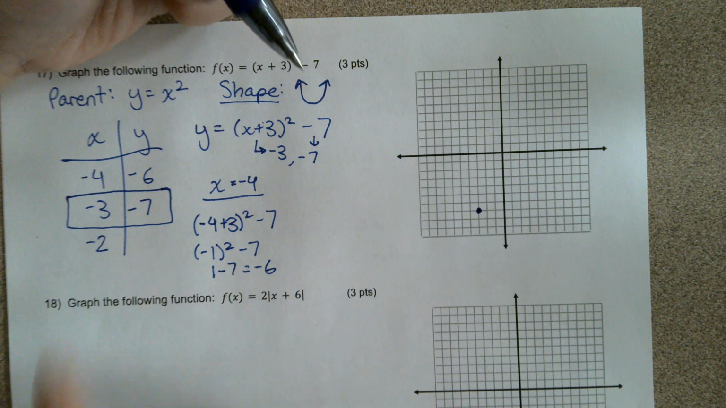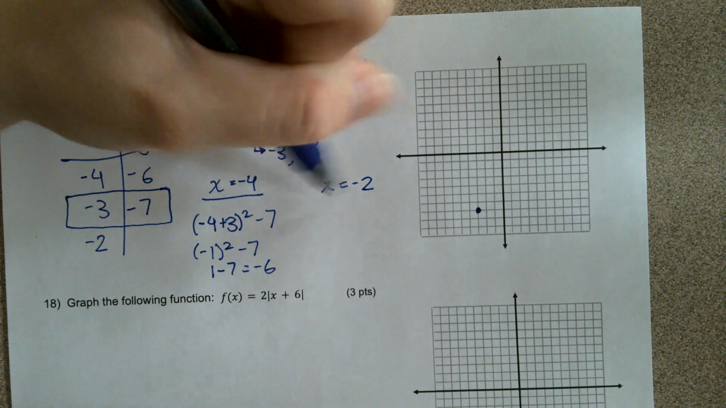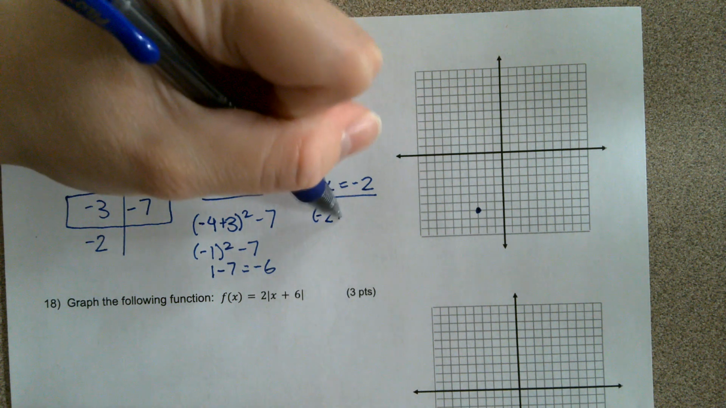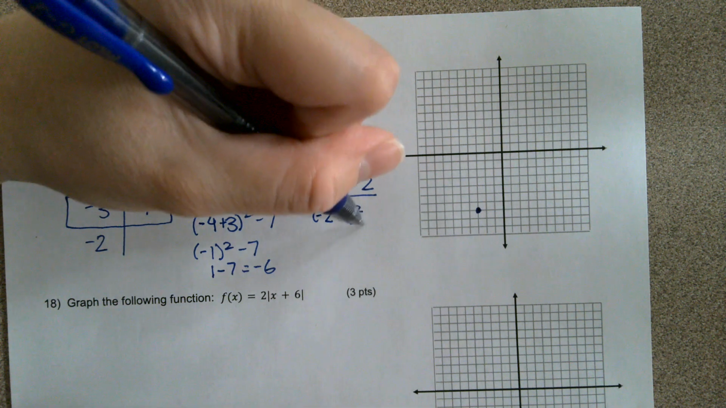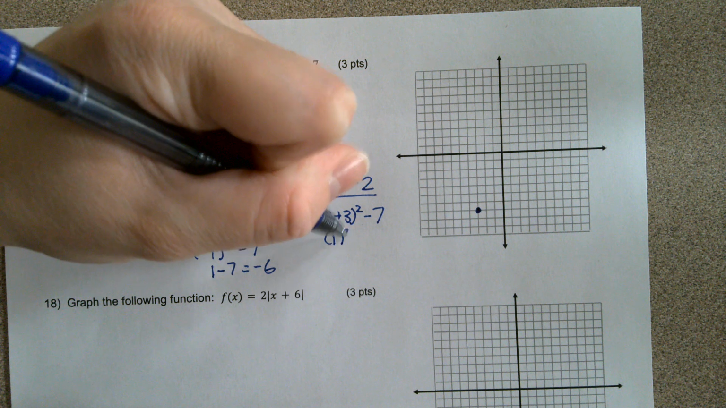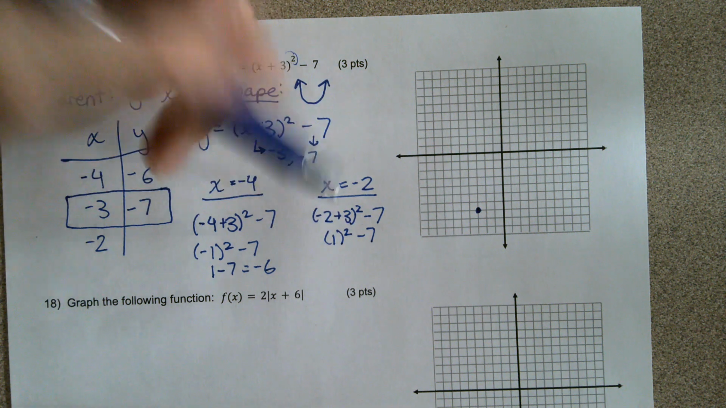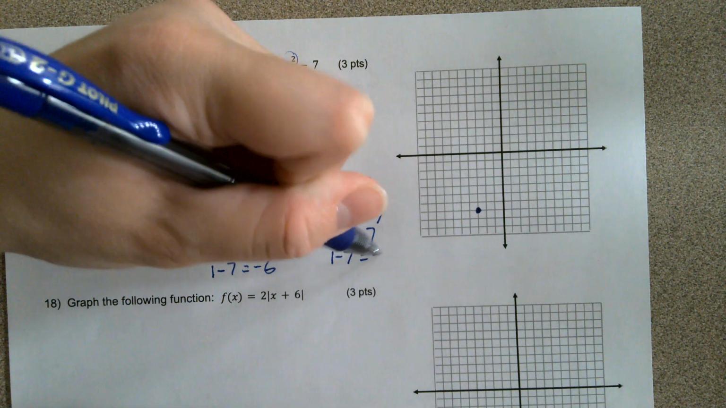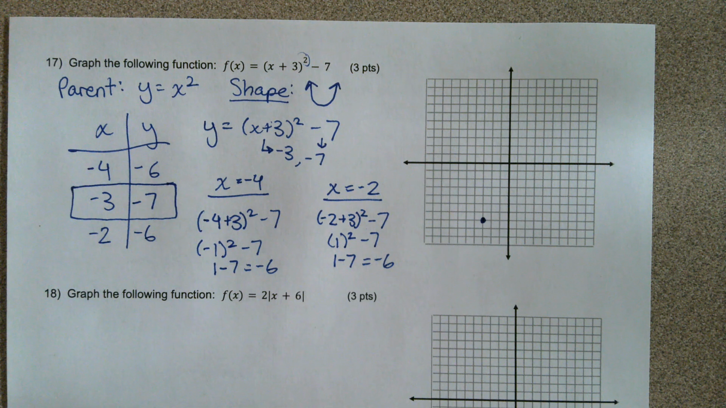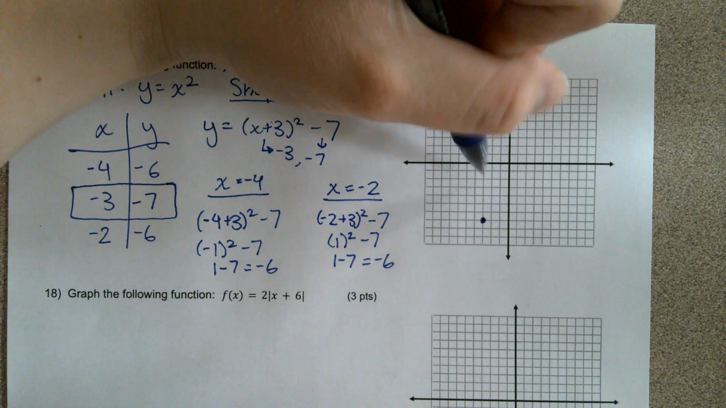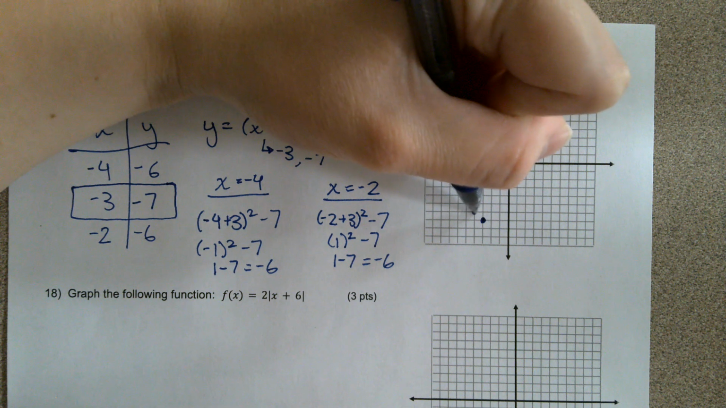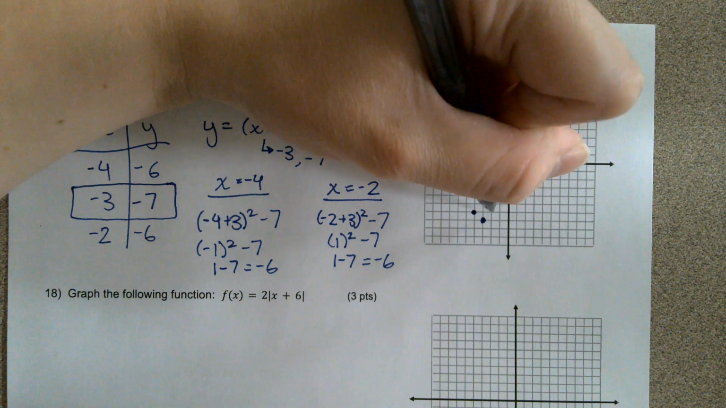And now I'll repeat for negative 2. Plugging in negative 2 for x, I have negative 2 plus 3, squared, minus 7. Negative 2 plus 3 is a positive 1, squared, minus 7. 1 squared is 1, minus 7, again, is negative 6. Now I'll graph my other 2 points. Negative 4, negative 6, and negative 2, negative 6.